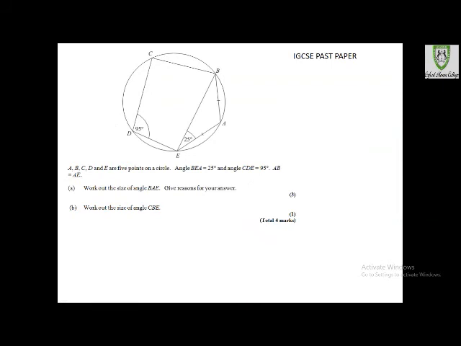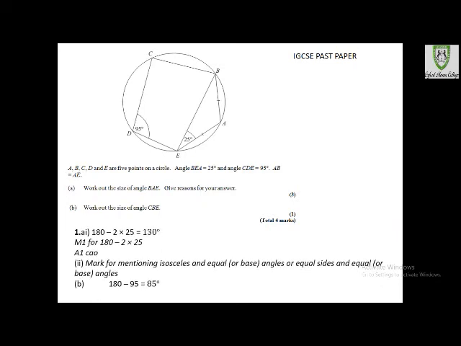All right. Let's look at this IGCSE past paper likewise. We're asked to work out the size of angle BAE. That is, we're asked to find the entire angle A. And we're asked to work out angle CBE, the bigger part of angle B. Okay. Let's look at the solution. Triangle BAE is isosceles, so that's why we have 180 minus 2 times 25, which is 130. Then the bigger part of angle B is 180 minus 95.